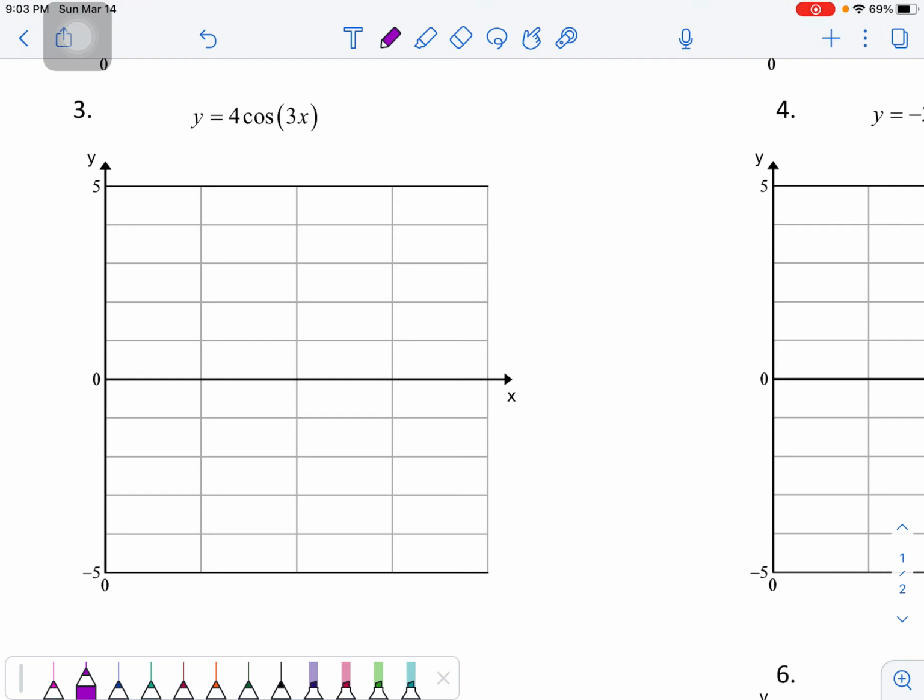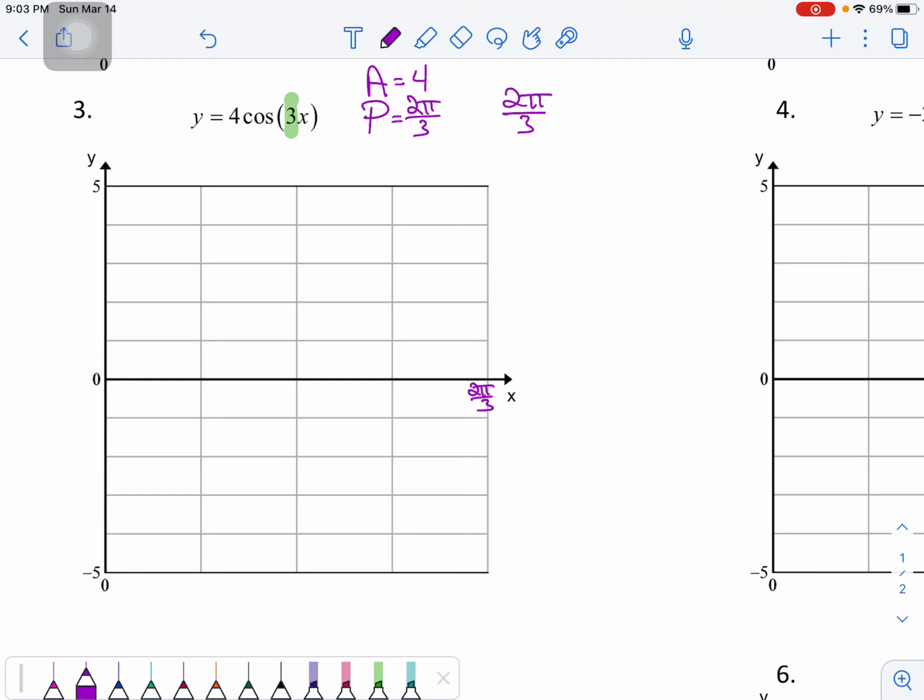Still have a cosine curve. This time our amplitude is 4, and our period, well, we're going to take 2 pi and divide by the b value, which is 3. So 2 pi over 3, that can't be reduced. We're just going to leave it as 2 pi over 3. All right, so 2 pi over 3.